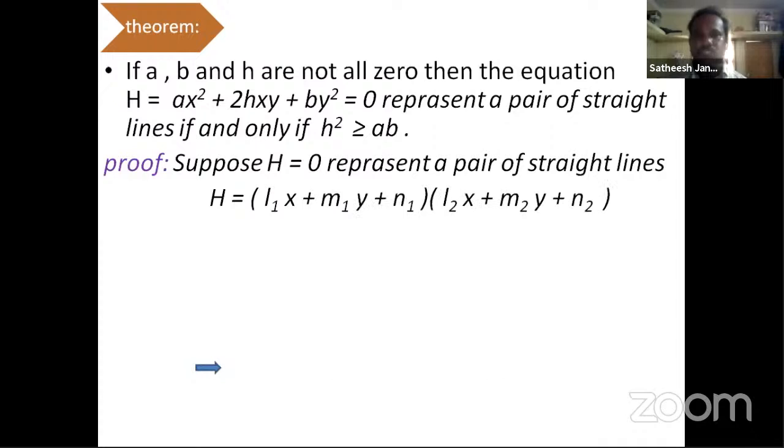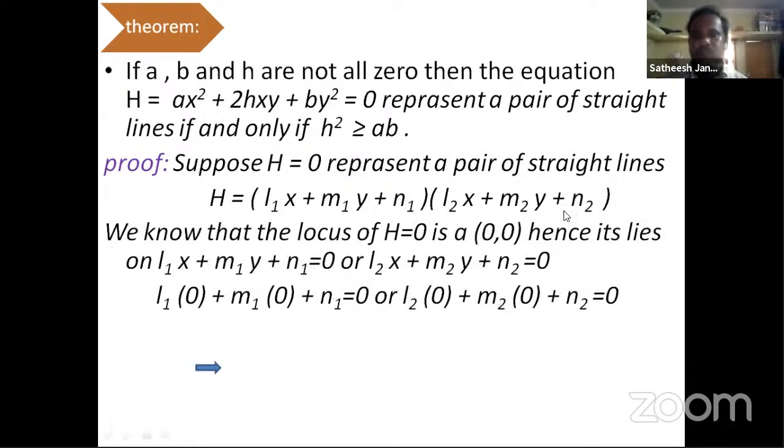Suppose, first of all, h is equal to 0 represents any pair of straight lines. Let them be h is equal to the combination of l1x plus m1y plus n1 into l2x plus m2y plus n2. We know that the locus of h is equal to 0. Already I told you that the locus of h is equal to 0 is (0, 0). That means it lies on equation 1 or 2.